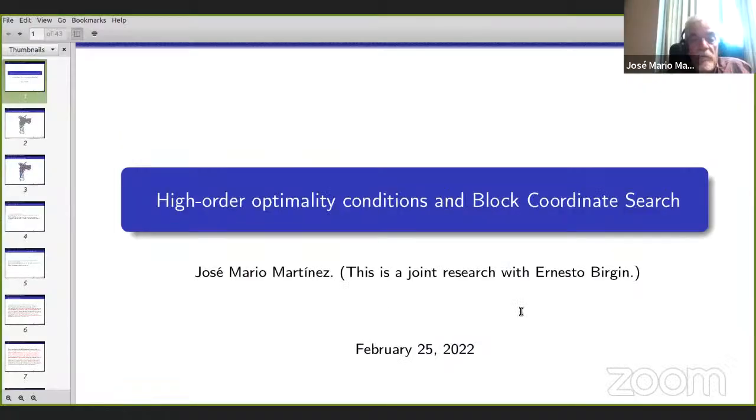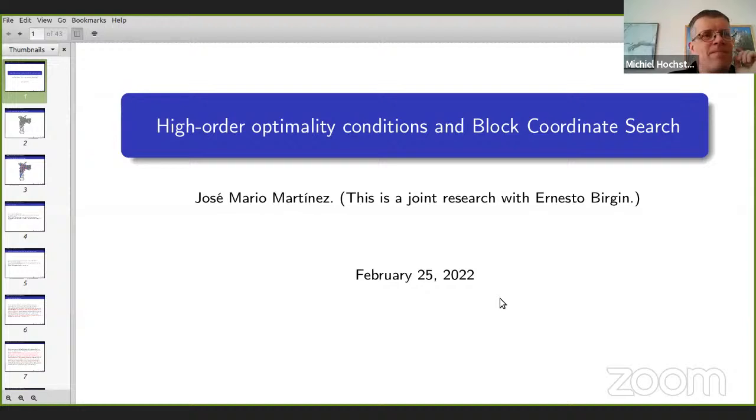So Professor Martinez, are you able to share? I see you. Yes, here. We see you, we hear you. Yes, okay. It seems sunny at your side. Thank you very much for your words, and I am very happy to be in this meeting. I acknowledge that you invited me. So let me see if I can share the screen. Okay. Share. Yeah, we see it.